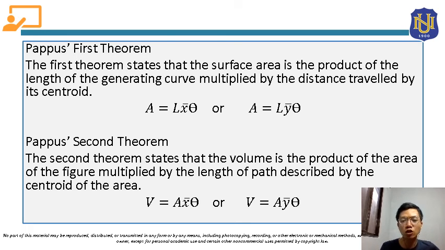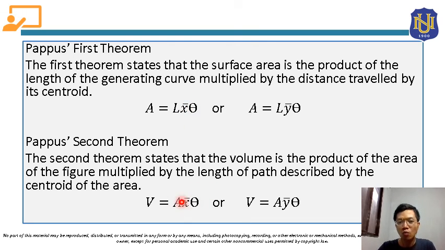Volume is equal to area times x bar times theta, or volume is equal to A y bar times theta. I forgot to say that our theta here is the angle of revolution. So in our case, if we are going to revolve a line or a curve, a composite curve or a composite area about an axis, its revolution will be 2 pi, if it's just one revolution. So that will always be our theta, 2 pi.